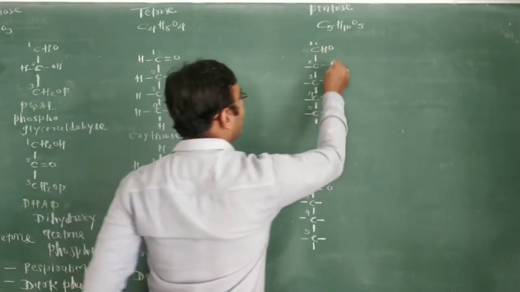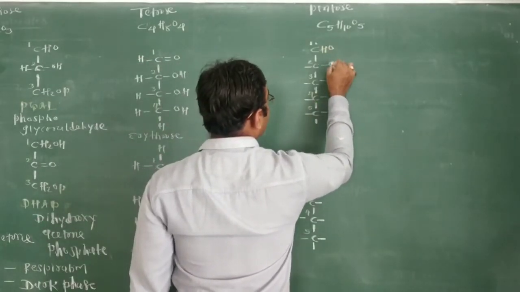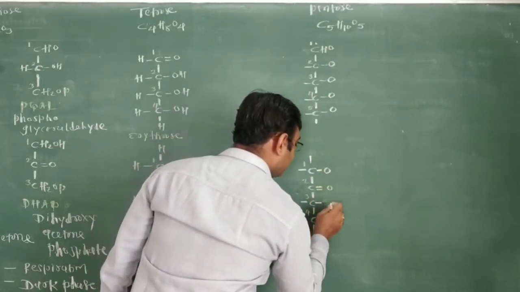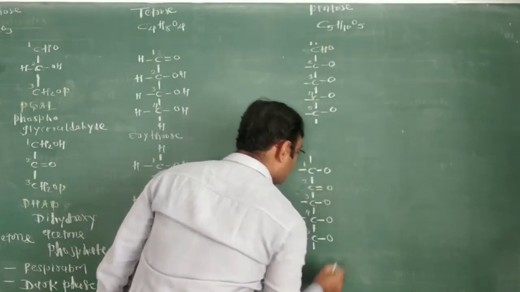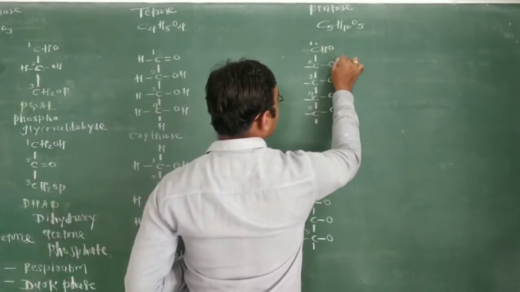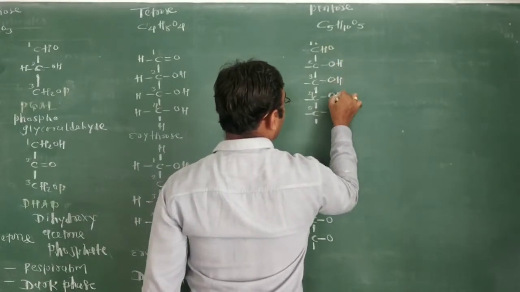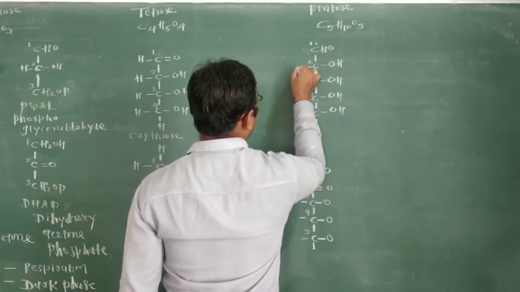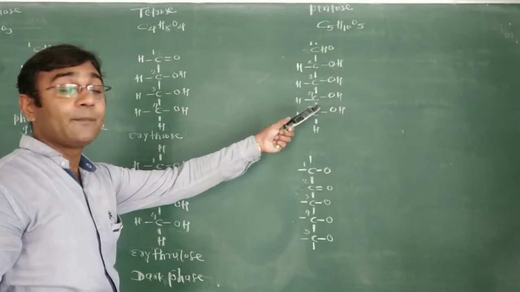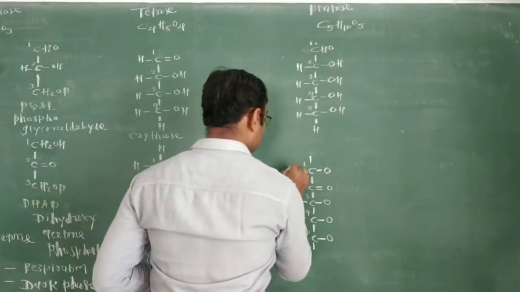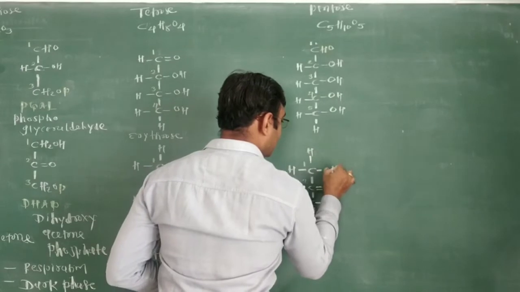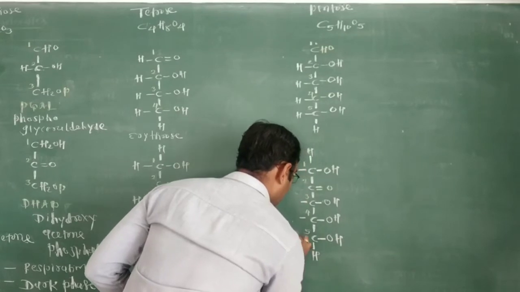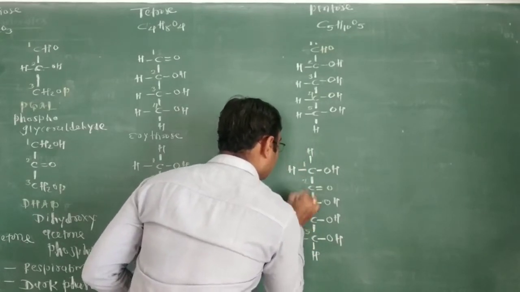Now here, four oxygens are left to arrange. Here also, four oxygens are left to arrange. Now arrange hydrogen: first, second, third, fourth, fifth, sixth, seventh, 8, 9 and 10. This is the example of aldopentose.